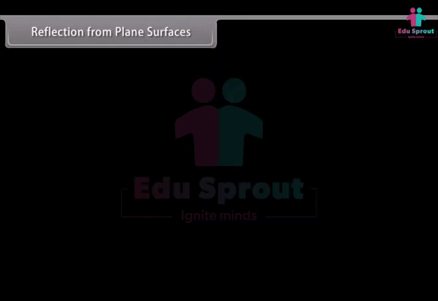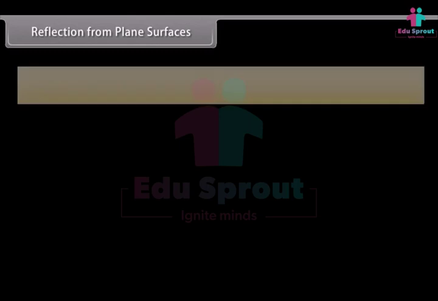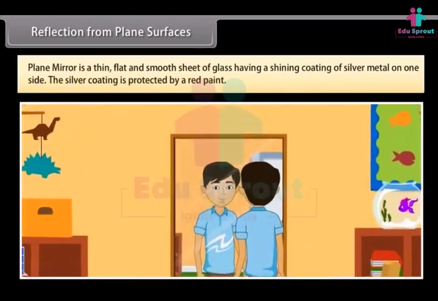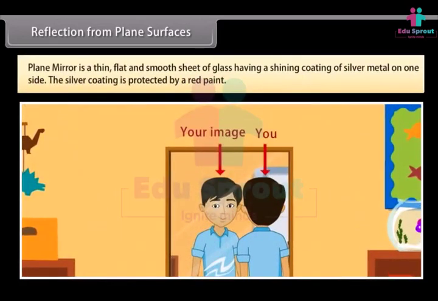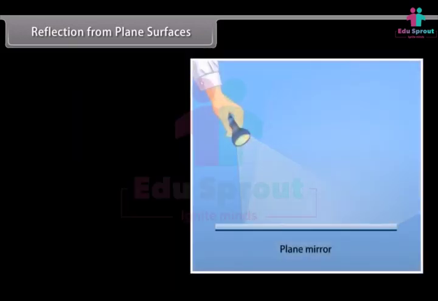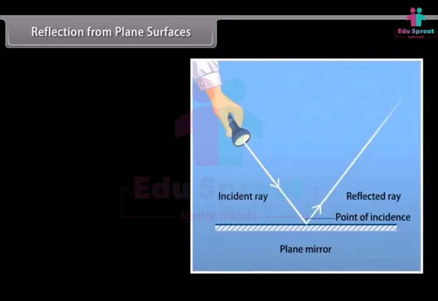Reflection from plane surfaces. Plane mirror is a thin, flat, and smooth sheet of glass having a shining coating of silver metal on one side. The silver coating is protected by a red paint. Meanings of important terms are as follows to understand the figure.